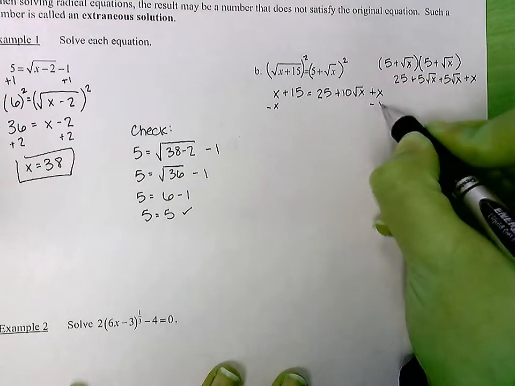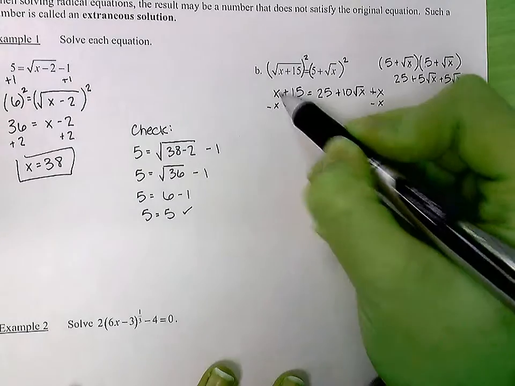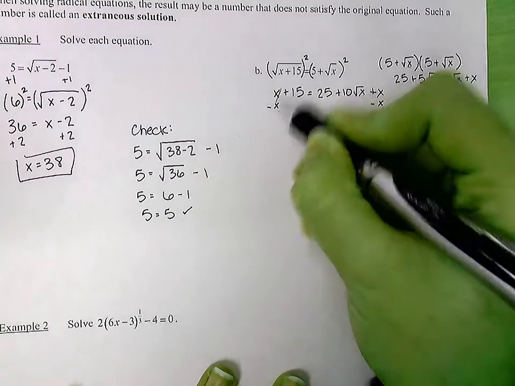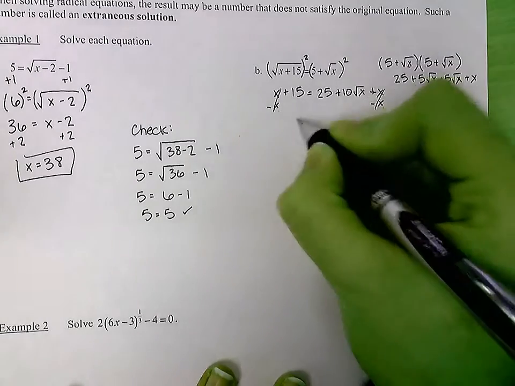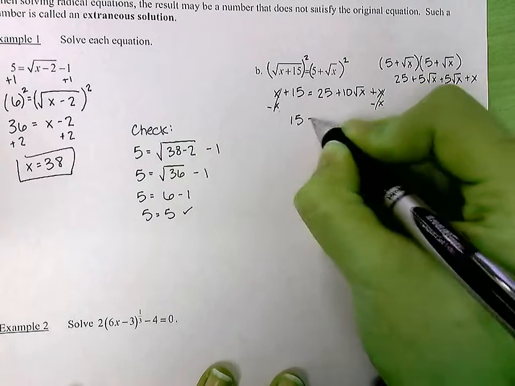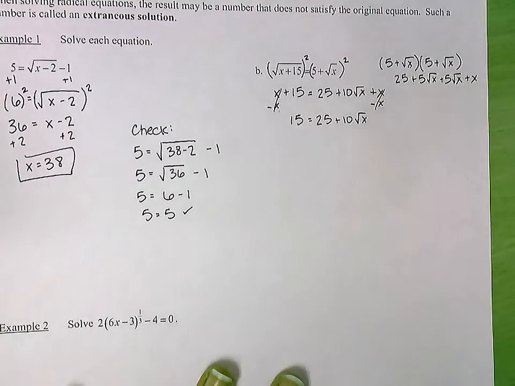I'm going to subtract x on both sides. Now what happens is both of them cancel. Okay? So I have x minus x and x minus x. Okay, so I have 15 is equal to 25 plus 10 square roots of x.